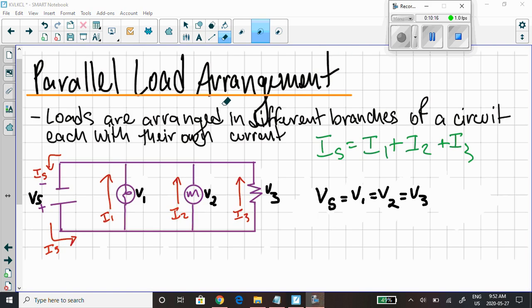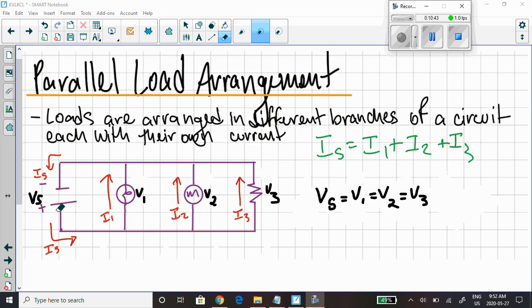Now there's another way to arrange loads. And the other way to arrange loads is called parallel load arrangements. Loads are arranged in different branches of a circuit, each with their own current. So here is a circuit diagram for that. Here's the source, and the source has a certain voltage Vs.